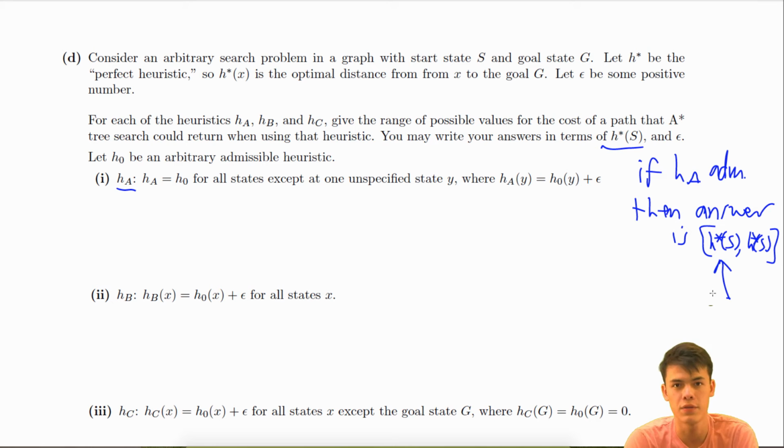But this doesn't make sense. By definition, the optimal path cost is the least possible cost. So we know that the lower of the two numbers in the range is going to be at least H star of S, just reasoning about the parameters of the problem. Okay, so let's actually start solving this.